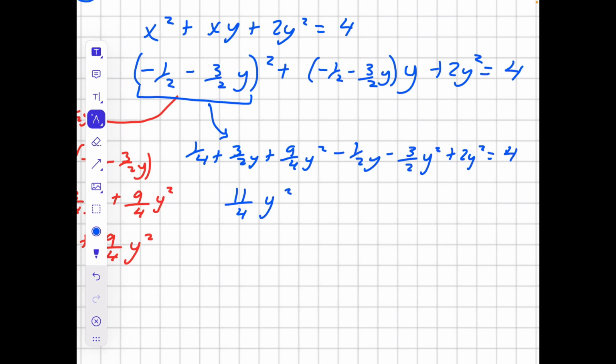Add all the y's together. So I have 3 over 2y minus 1 over 2y. That's actually just going to give me 1y.